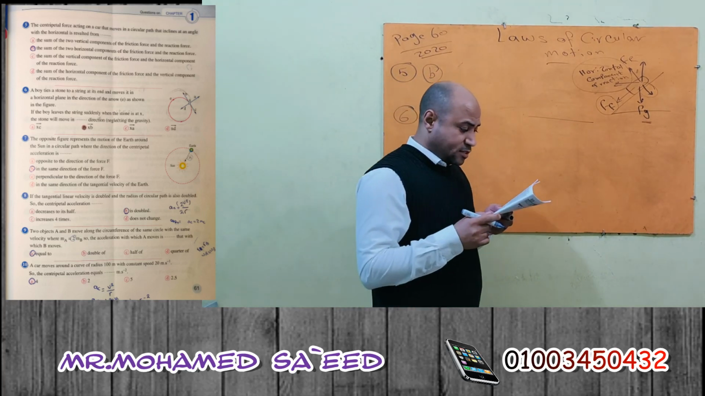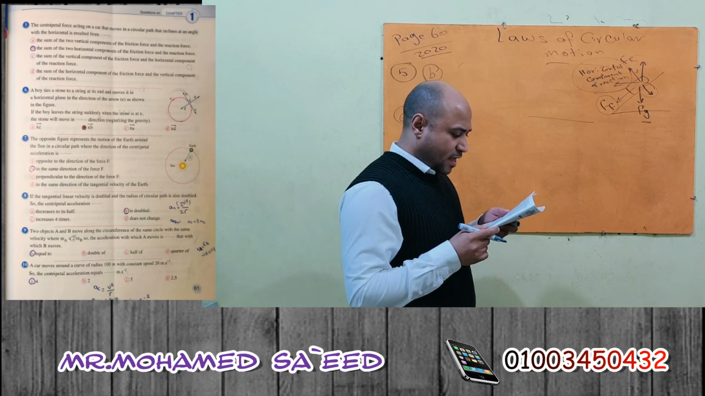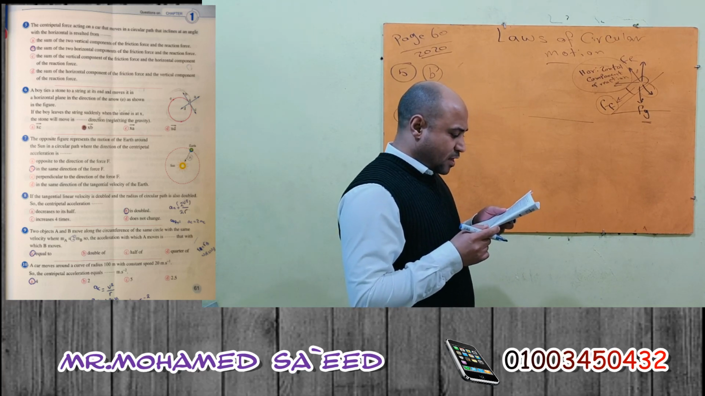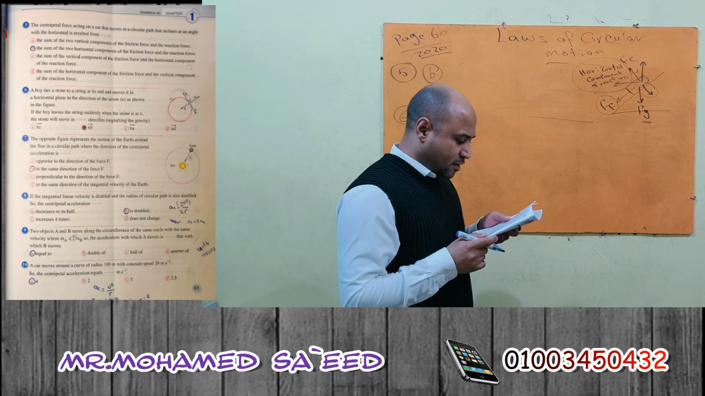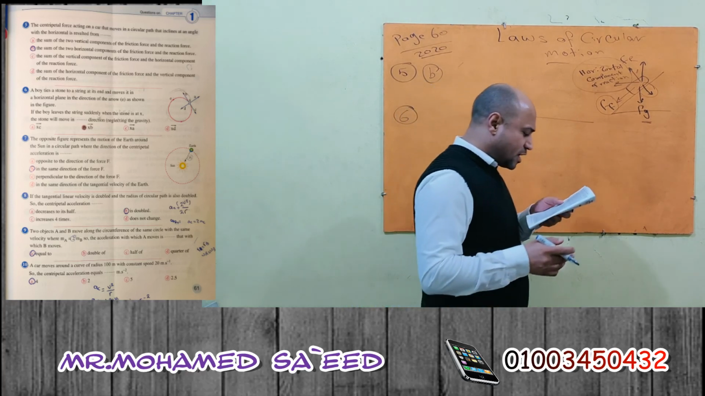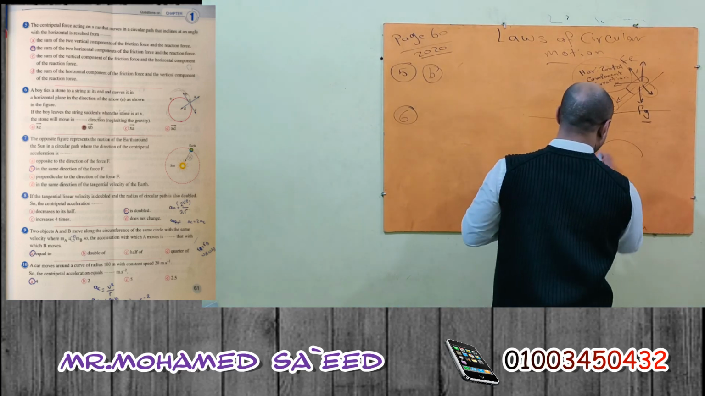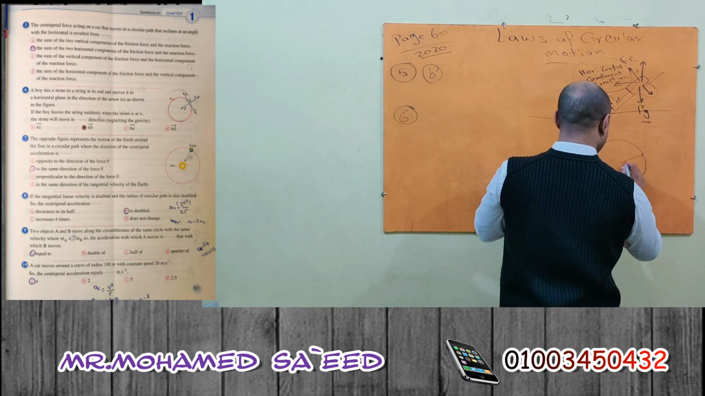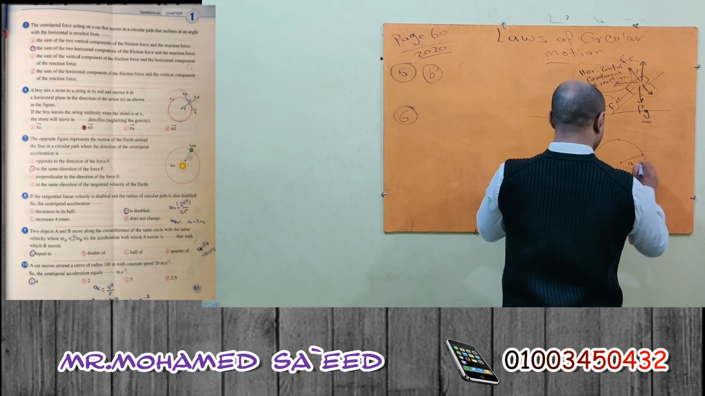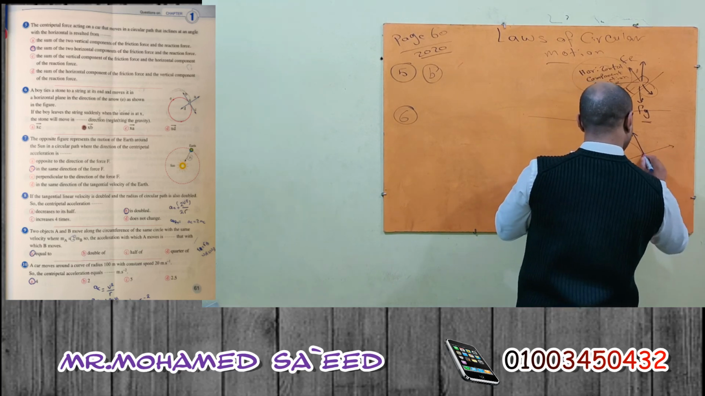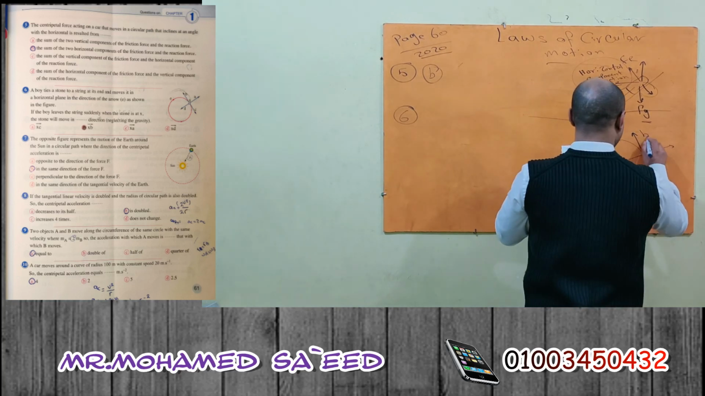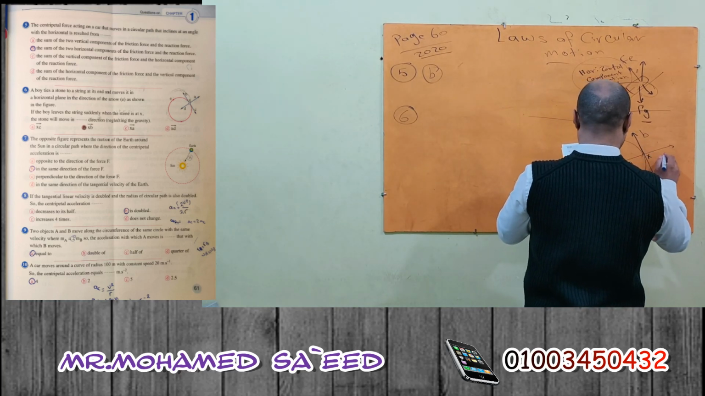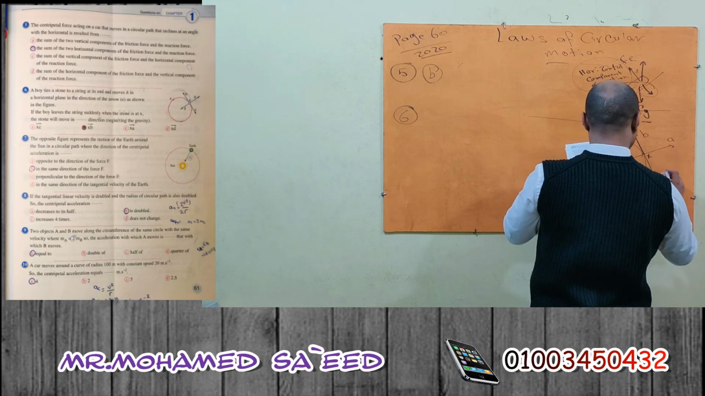A boy ties a stone to the end of a string and moves it in a horizontal plane in the direction of the arrow, as shown in the figure. The figure shows a stone, and this stone moves in this direction. So we have choices: B, X, D, A, C.